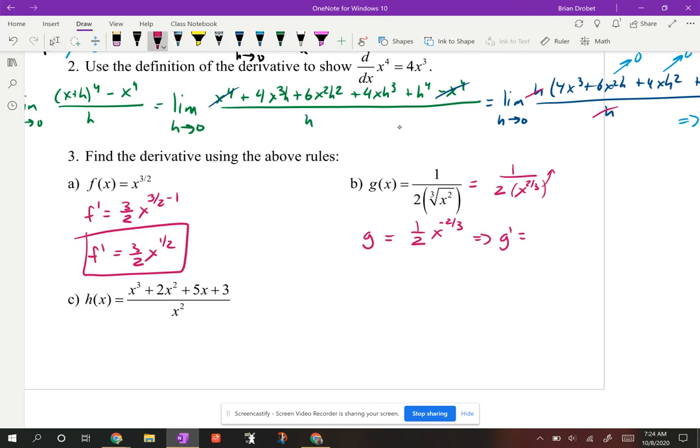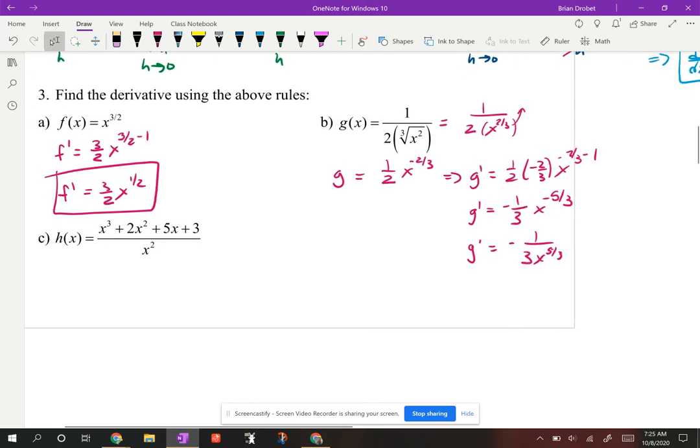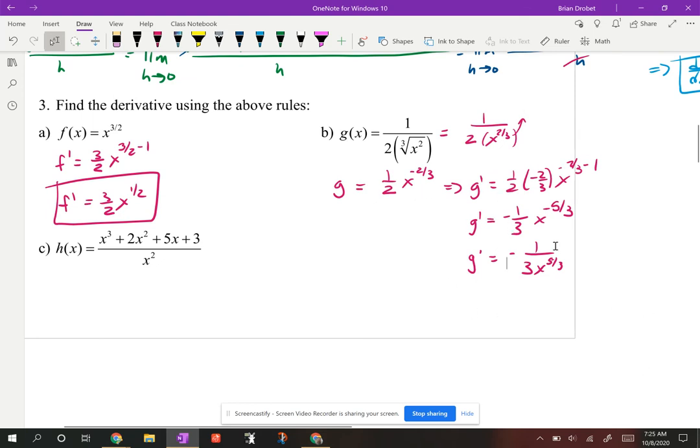So I'm going to bring the negative 2/3 down, and then subtract 1 from that exponent. So my derivative is going to be negative 1/3 x to the negative 5/3. And then I'm going to take my negative exponent, move it back down into the denominator, and express it in positive exponent form. So when you're giving these answers, I would like you, if you have negative exponents in your answer, to rewrite them as positive. And all you have to do is take the term and move it to the denominator or to the numerator. Move it up or down, that will change it.